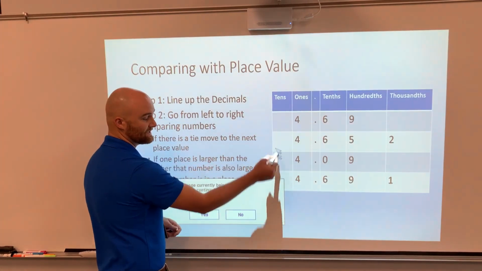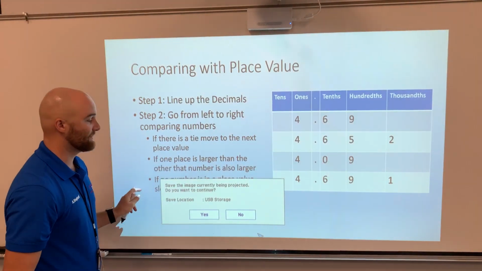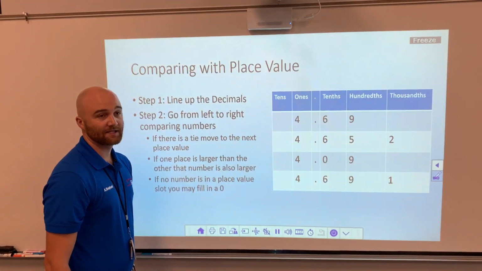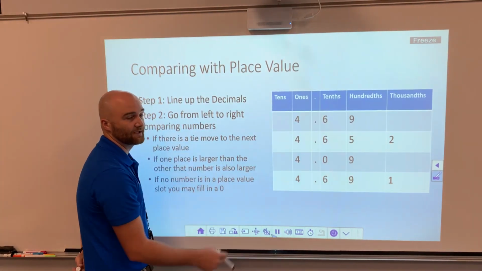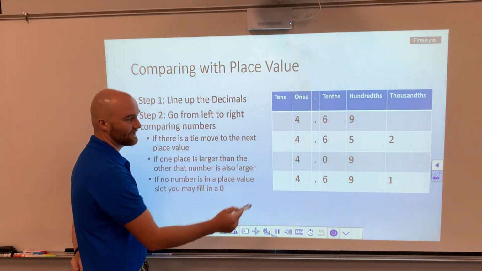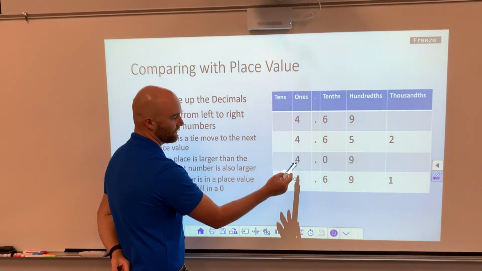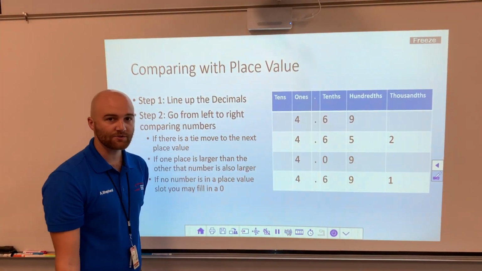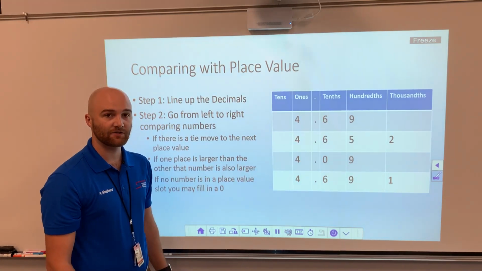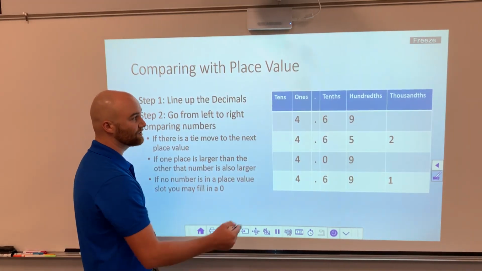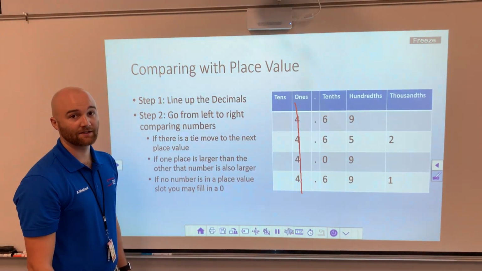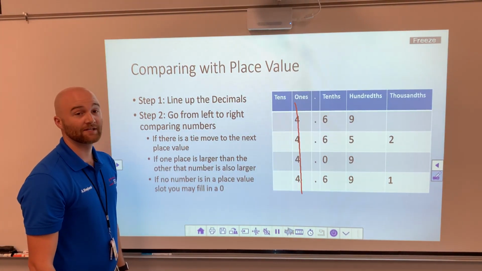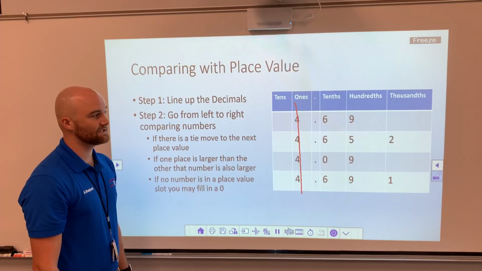There's nothing in the tens place, so I don't have to worry about it. There's nothing in the tenths place, so I don't have to worry about it. Instead, I'm going to move on to the ones place. In the ones place, I notice it's a 4 and a 4 and a 4 and a 4. Well, those are all tied. They all have the same value. Since they all have the same value, I'm going to mark them out, and I'm not going to worry about it. I'm going to move on to the next place value.